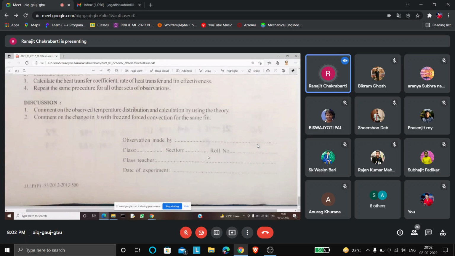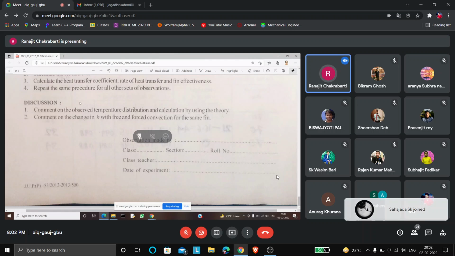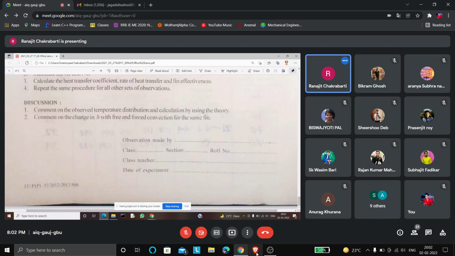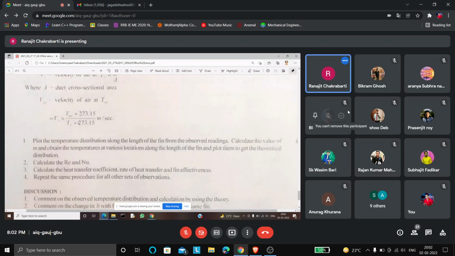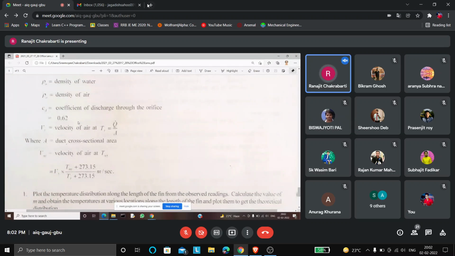You have to put your name here and other things. Some data are not given in this sheet. This sheet I am sending to you, and certain data which are required I will be sending to you tomorrow. Okay. So that is our experiment.